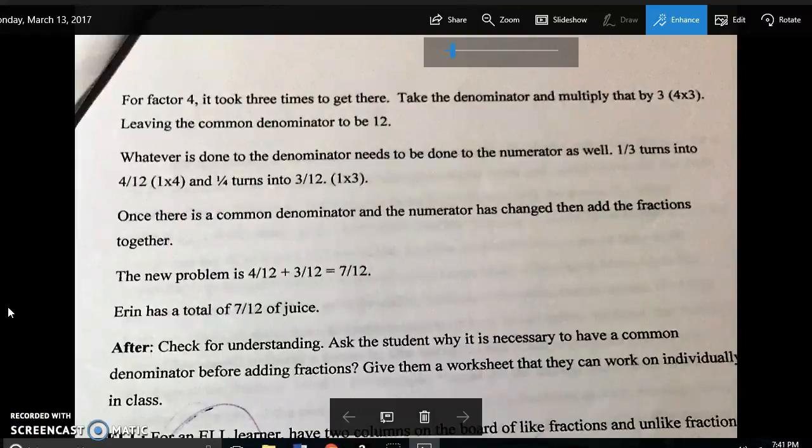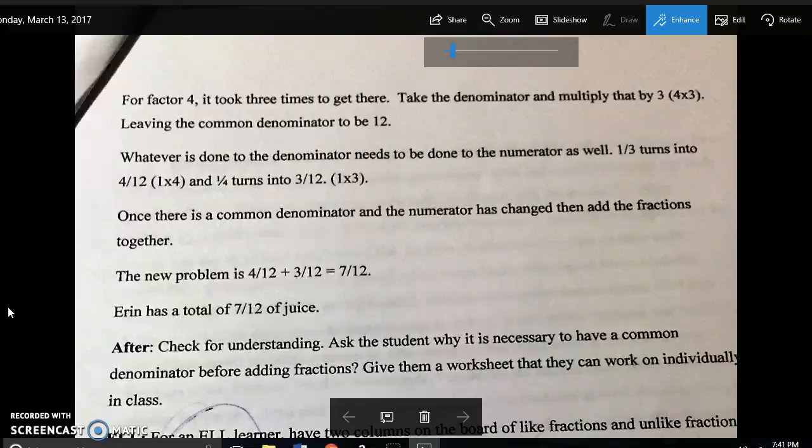For the factor of 4, it took 3 times to get there. So that is 4 times 3, leaving the common denominator to be 12. And I told the student whatever you do to the denominator needs to be done to the numerator as well. So 1/3 turned into 4/12 because 1 times 4, and 1/4 turned into 3/12, which became 1 times 3.